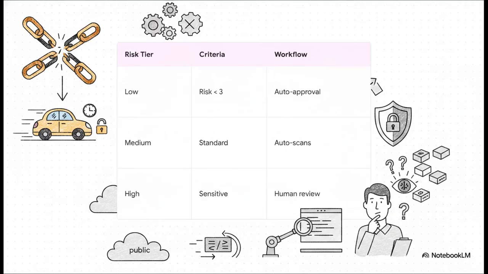Look, if you try to shove every single AI deployment into a manual review queue, your delivery is going to grind to an absolute halt. The key here is risk-based approvals. Low-risk stuff, like a weekend project using public data, gets automatic approval. Medium risk, that automatically triggers code and security scans. You have to reserve your slow, valuable human judgment strictly for the high-risk systems, the ones handling sensitive data that actually pose a genuine threat to the business.